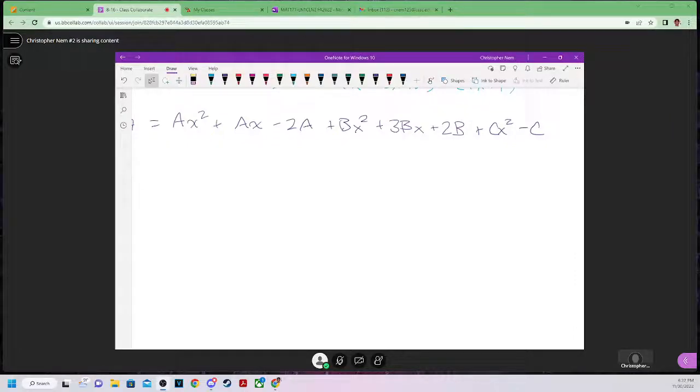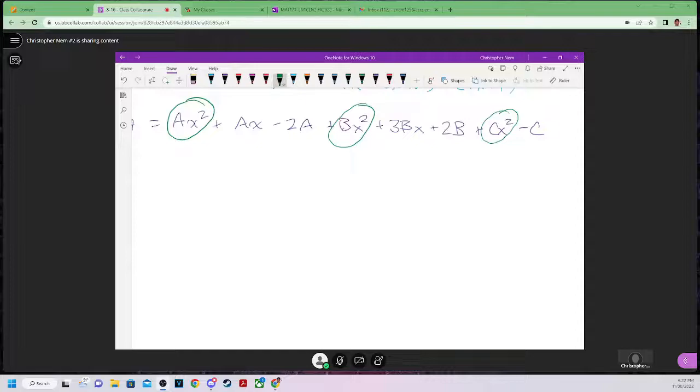All right, so I need to actually add them together. Let's first look at the first like term we have. I have ax squared. The only like terms I have with ax squared are bx squared and cx squared. Those are the only like terms. They all have x squared in common.